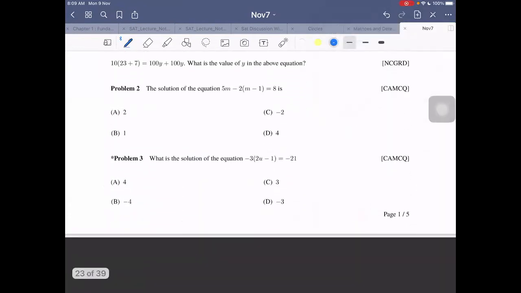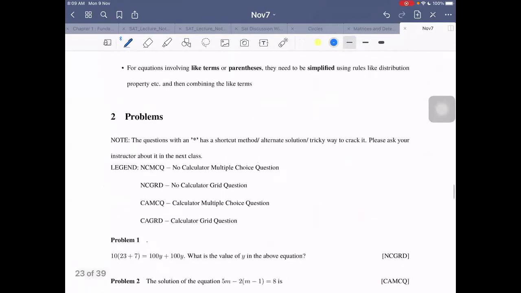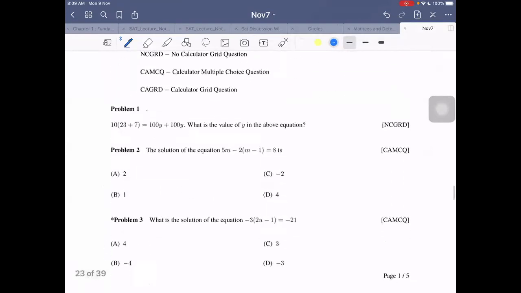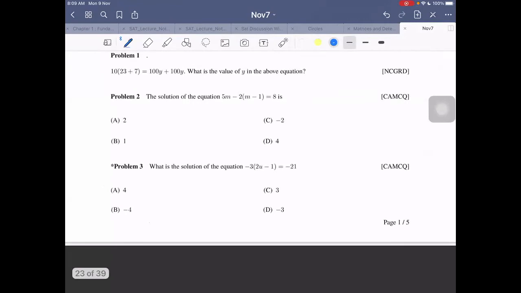Yes. So this is problem sheet number 4. So what is the first question?